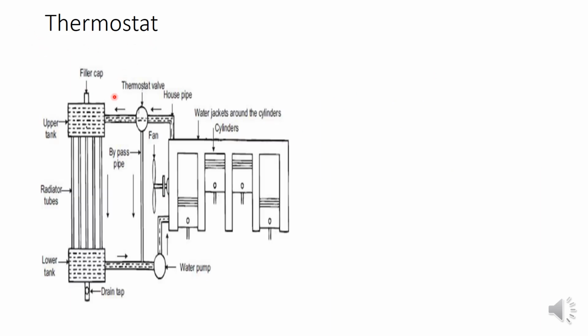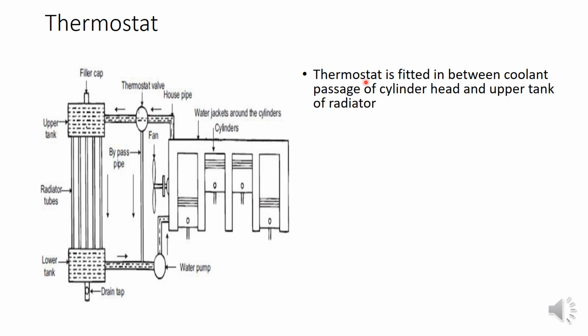And finally we have the thermostat. It's a small valve, situated here. What is the function of the thermostat? Where is it fitted? It is fitted between the coolant passage of the cylinder head and the upper tank of the radiator. So we can see here, this is the upper tank of the radiator and this is the cylinder head. So it is situated in the passage between the radiator upper tank and this cylinder jacket or cylinder head.